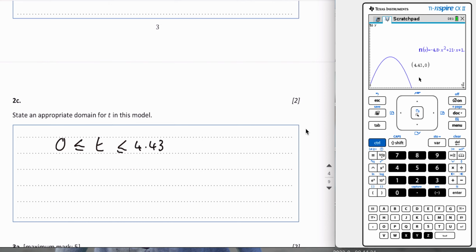Perfectly acceptable to use inequalities. You could say it's the set of values with the curly brackets. But I think at this stage, inequalities are fine.